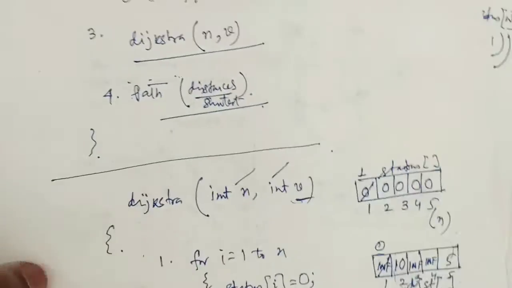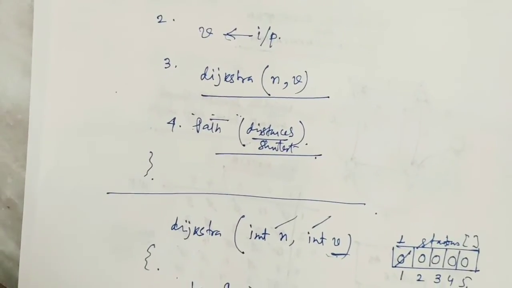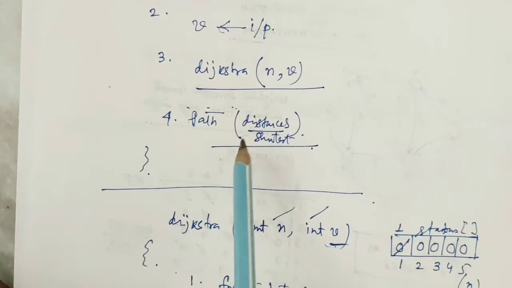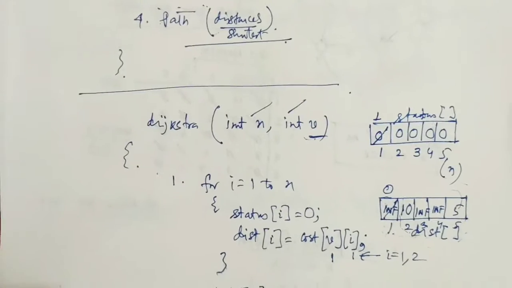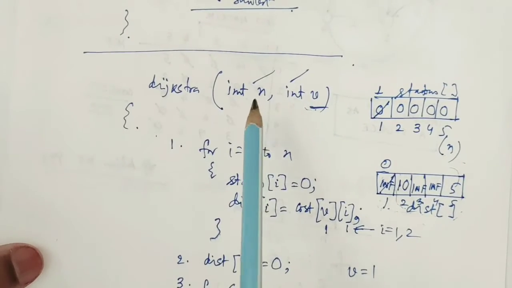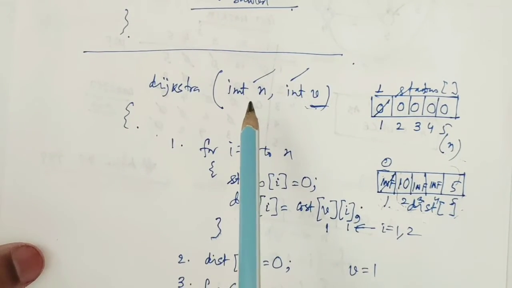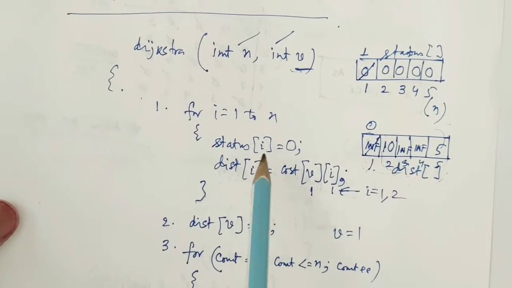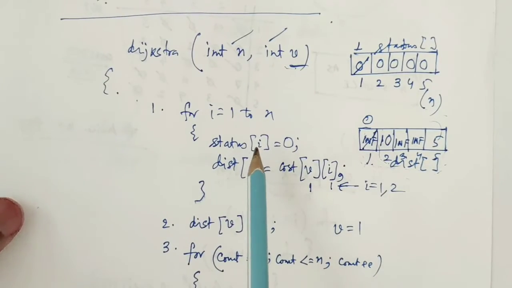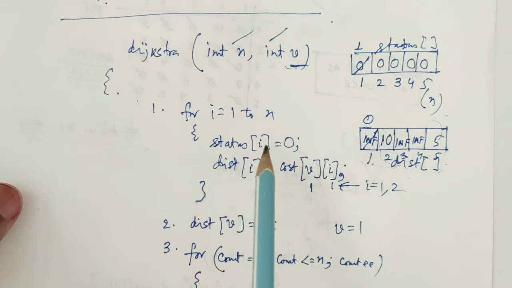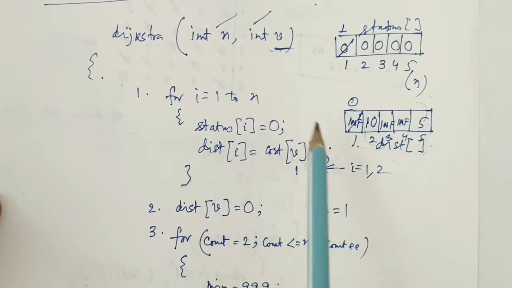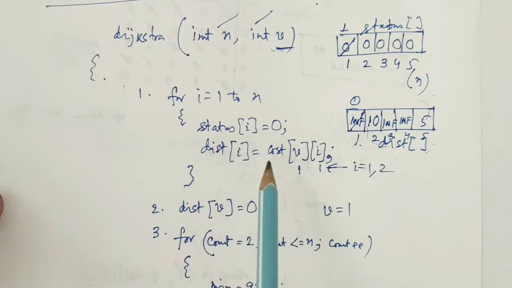Then ask the user to provide the source vertex, then call the function Dijkstra. Then at last you have to display the shortest distances. That is your task. Then Dijkstra takes two arguments: one is the number of vertices in the graph and the other is the source vertex. Then first of all, apply 0 as the status field of all the vertices, because initially no vertex has yet been visited. Then form a minimum priority queue, DIST.